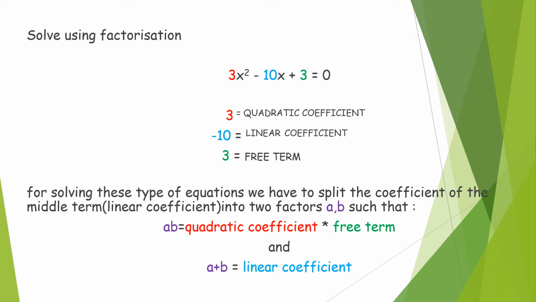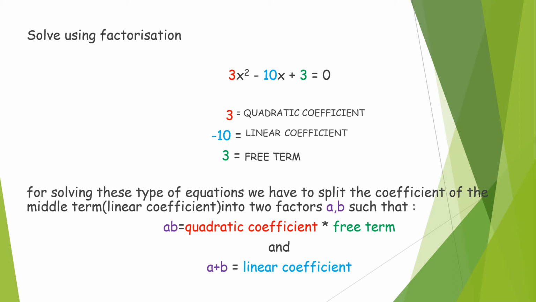In this particular equation, 3 in 3x square is the quadratic coefficient. Minus 10 of 10x is the linear coefficient and 3 is called the free term or constant term. So in this equation we can see that the quadratic coefficient is not 1. It is greater than 1 and it is 3.